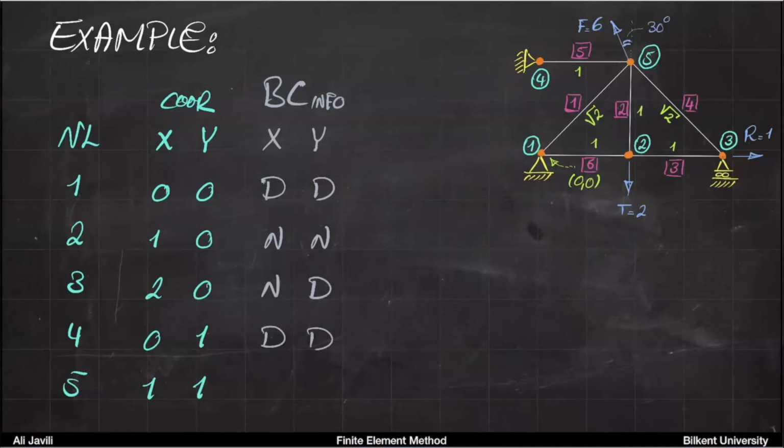Directly, I suppose, right? It's constrained completely. And node 5, it is completely free. Well, I mean, it has force, but force is also a free. It's a degree of freedom, basically, right? So it's a Neumann. Okay, so this is boundary condition info.